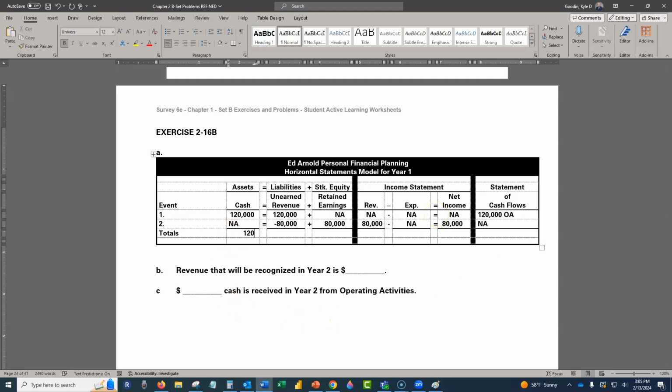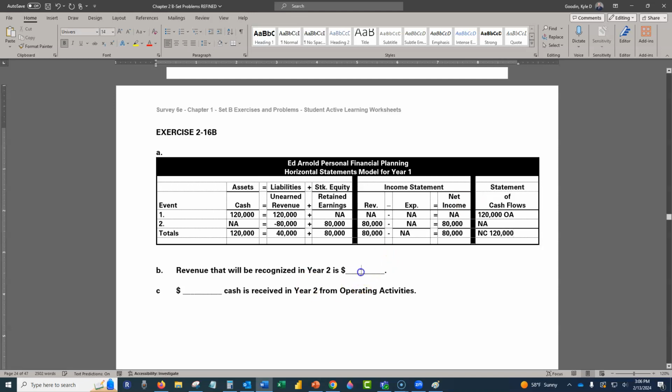So here we can just go through, give our totals: $120,000 in cash, $40,000 remaining to collect in unearned revenue in year two, $80,000 increase to retained earnings, $80,000 increase to revenues, no increase to expenses, which means we have an increase in net income of $80,000, and we had a total net change in cash flows of $120,000 inflow of cash.